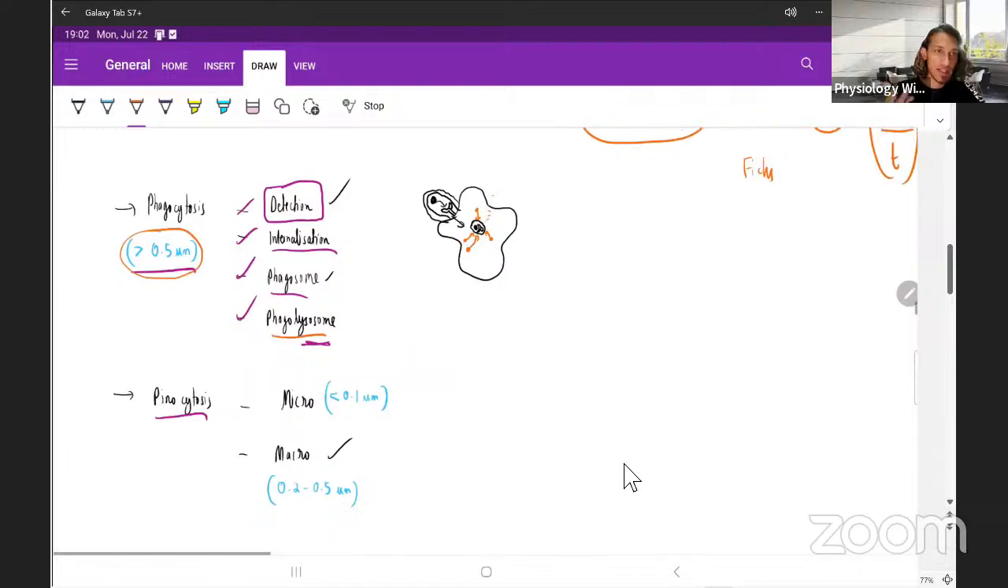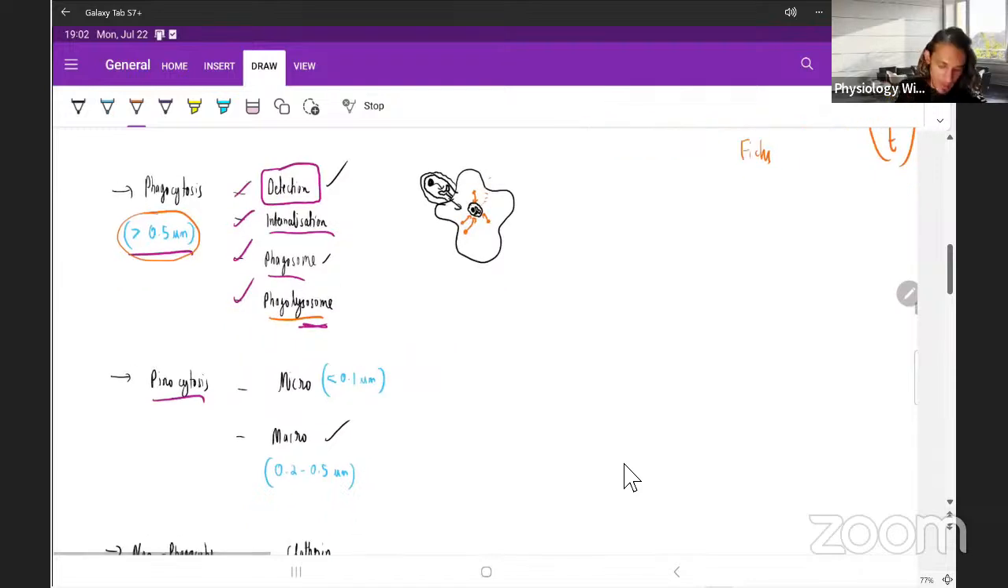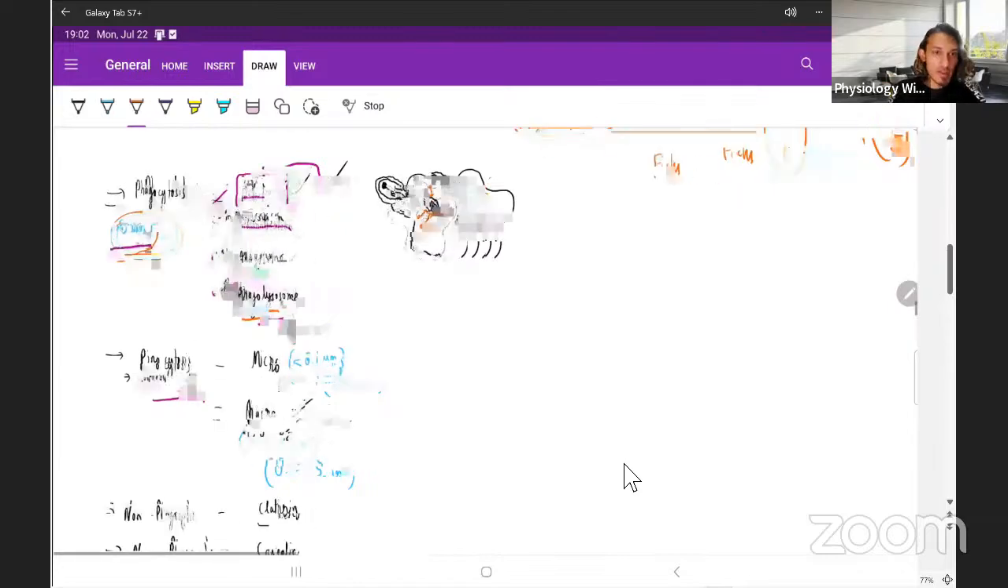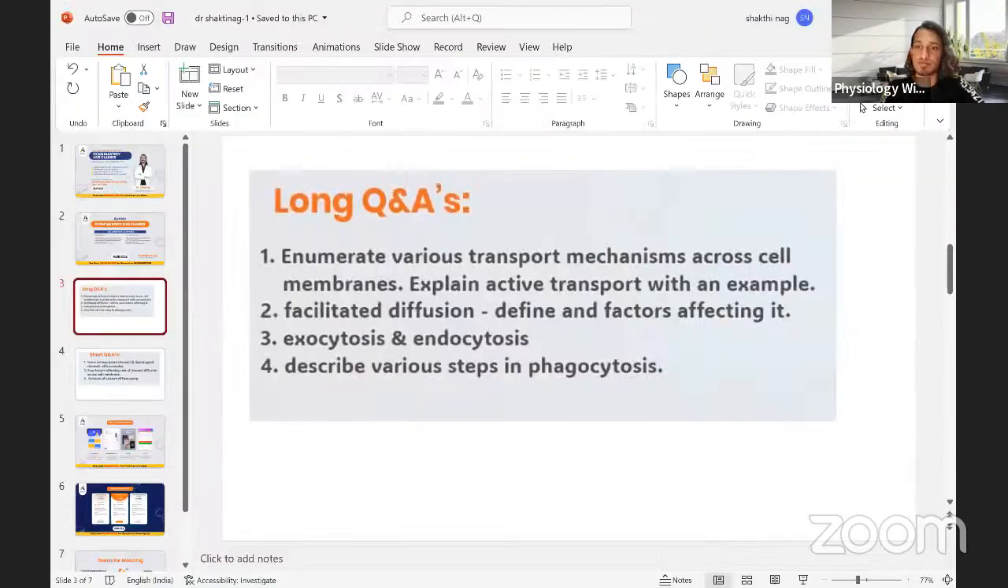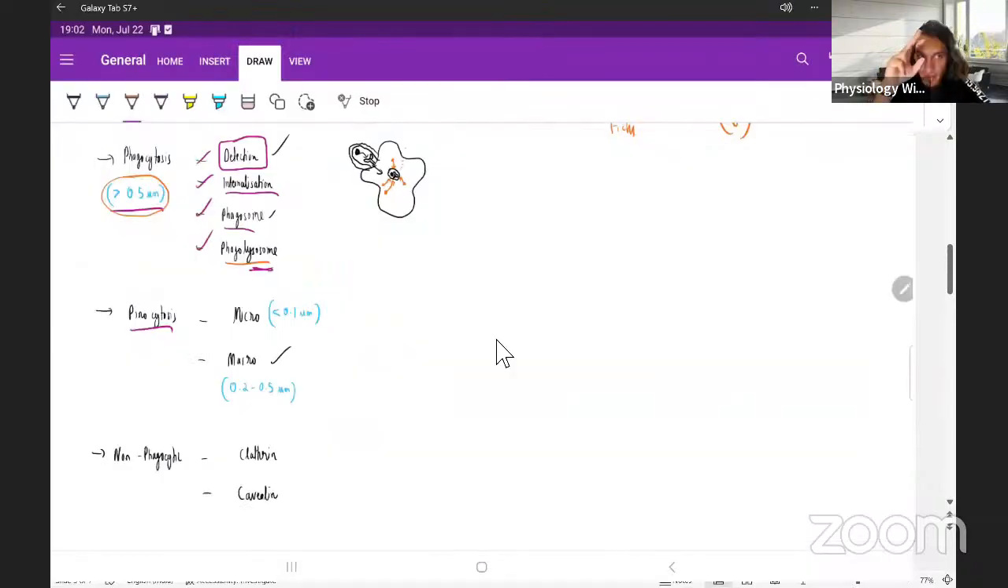We have phagocytosis. Apart from that, we have pinocytosis and non-phagocytic pathways. In pinocytosis, we have macro and micro pinocytosis. Remember the size of more than 0.5 is phagocytosis. When it's around 0.2 to 0.5, it is macropinocytosis, and when it is less than 0.1 micrometer, that is micropinocytosis. Ultimately, compared to phagocytosis, there's more fluid involved.